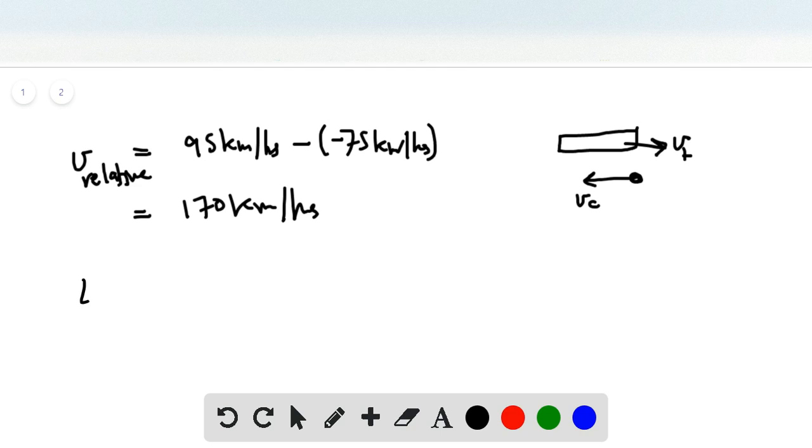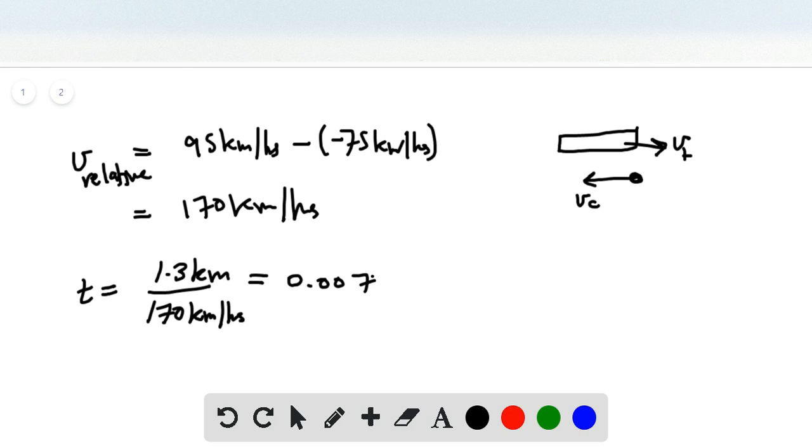So the time it takes the car to pass the train, which has a length of 1.3 kilometers, is the length of the train, 1.3 kilometers, divided by the relative speed, 170 kilometers per hour. And this time will be equal to around 0.0077 hours. Just to have more sense of it in terms of minutes, with two significant figures, it's going to be 0.46 minutes. So really less than half of a minute.